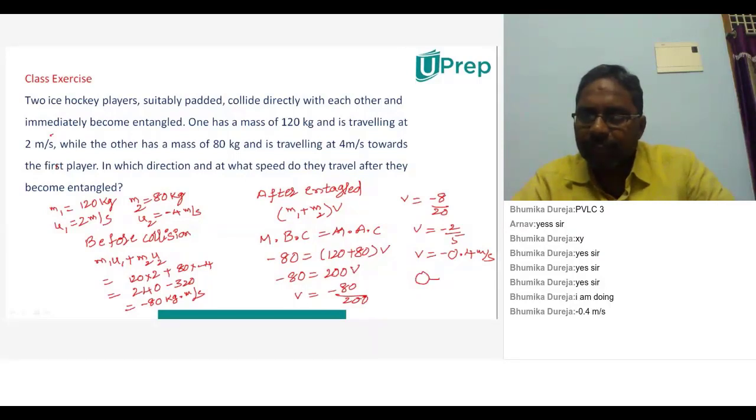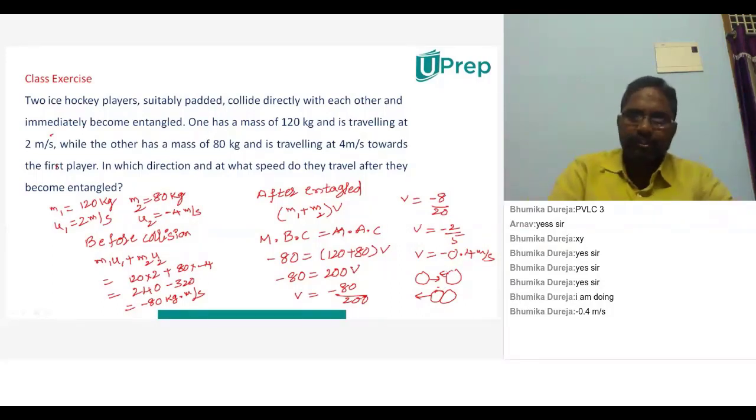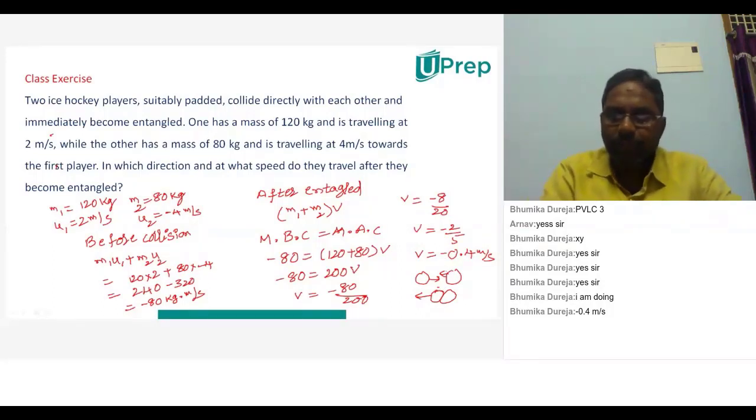So here the hockey players are coming like this. This is the first hockey person coming like this. The second hockey person is coming like this, and they are colliding with each other. And after colliding, they entangle like this. And now in which direction are they moving? They are moving in this direction. As you are writing this as negative, you got a negative value only. So this is your answer, minus 0.4 meter per second. That must be your answer.